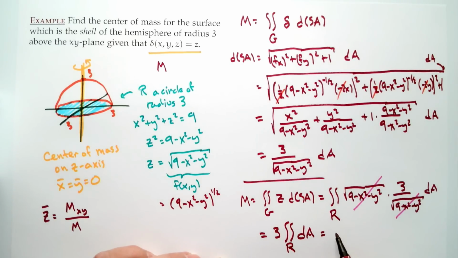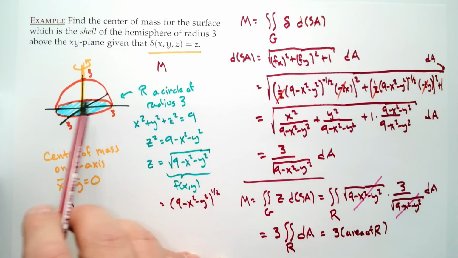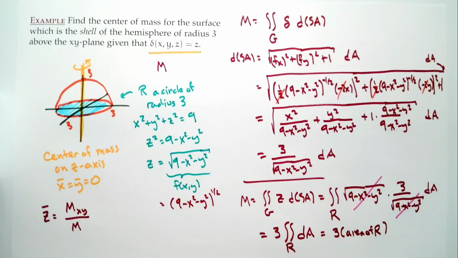This is the area of the region. So this is 3 times the area of R. Well, now I just come here and look at the geometry. Our R is a circle of radius 3. How much area is there in a circle of radius 3? 9 pi, pi r squared. So r equals 3, 9 pi. So I get 3 times 9 pi, which means my mass is 27 pi. Now, that's good news, because we now know the denominator. We're not done yet. We still have to do the m sub xy, which means we probably need another page.